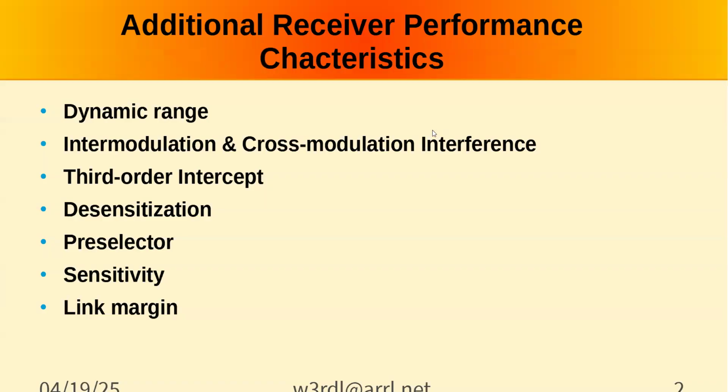So we'll talk about dynamic range, intermodulation, and cross modulation. The third order intercept, which is always fun, desensitization, which I can't pronounce, preselectors again, sensitivity, and link margins.